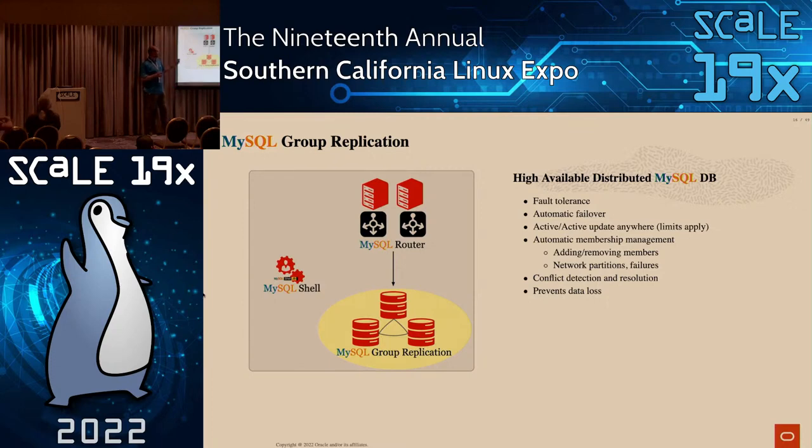So let's say we have 5, and 2 of these go away. Then the majority will be between those 3, because that's more than 50%. These 2 will isolate themselves, go into read-only and not accept any write transaction. If the one isolated was the primary, a new primary will be elected among the majority members.